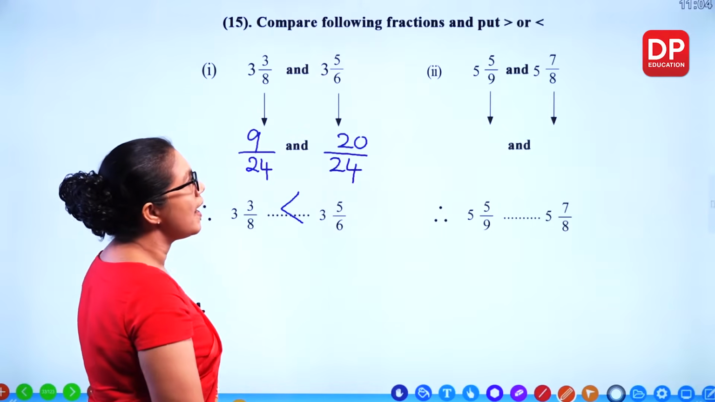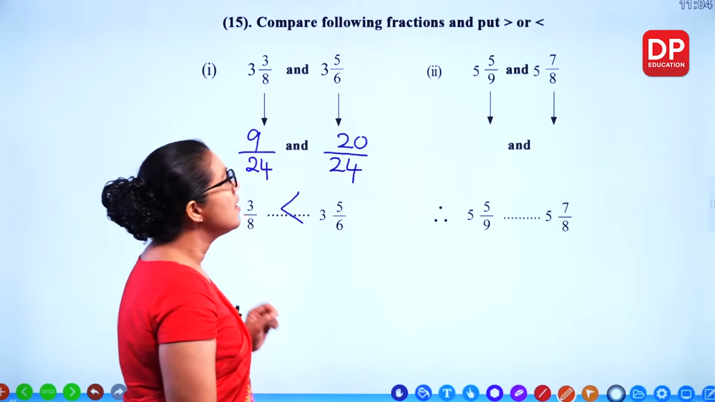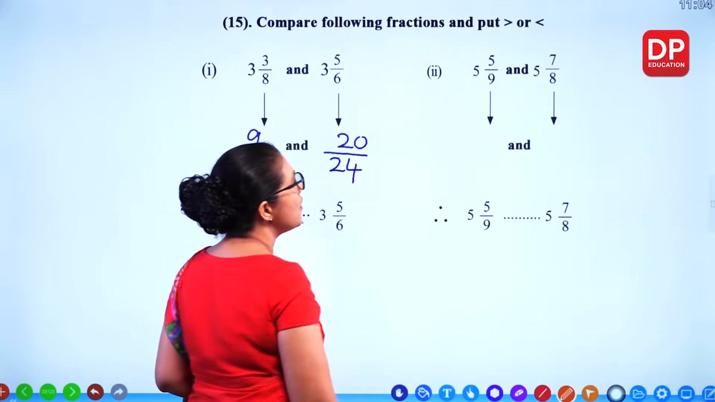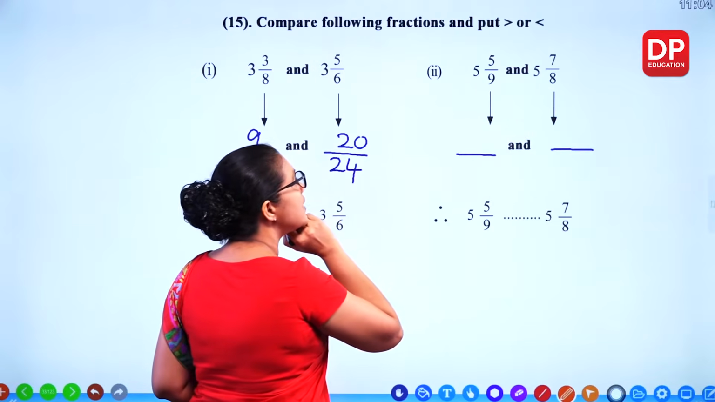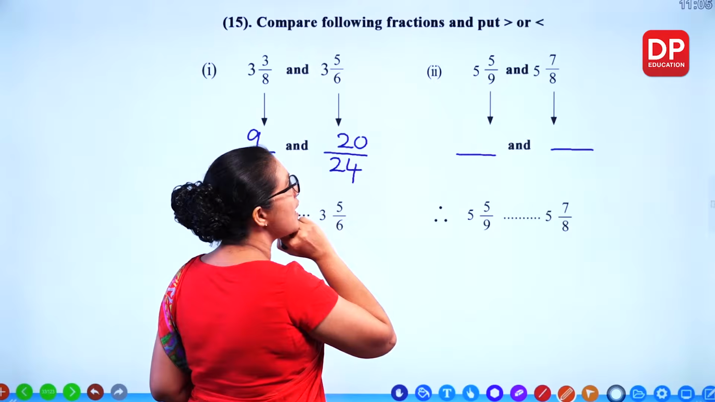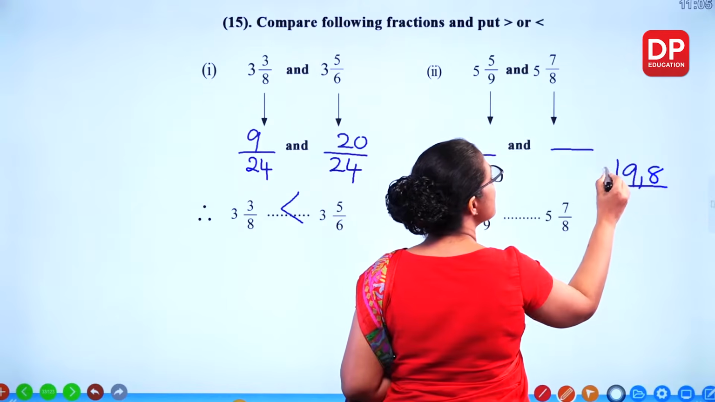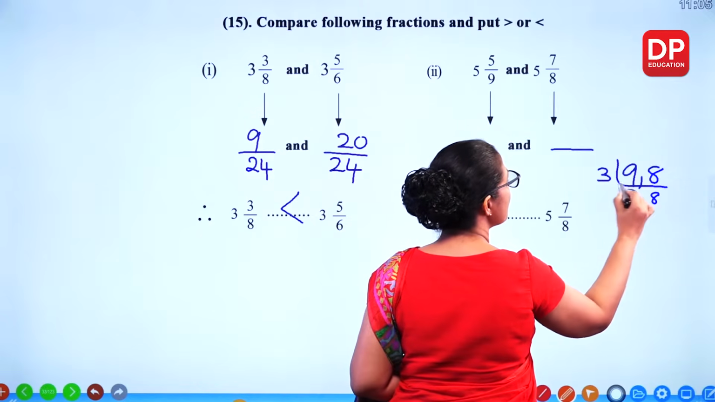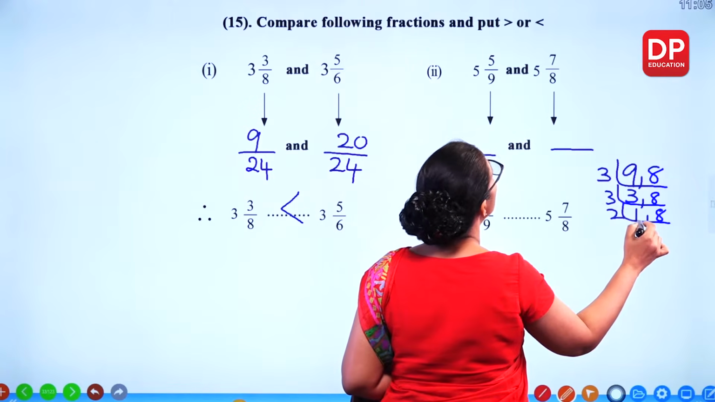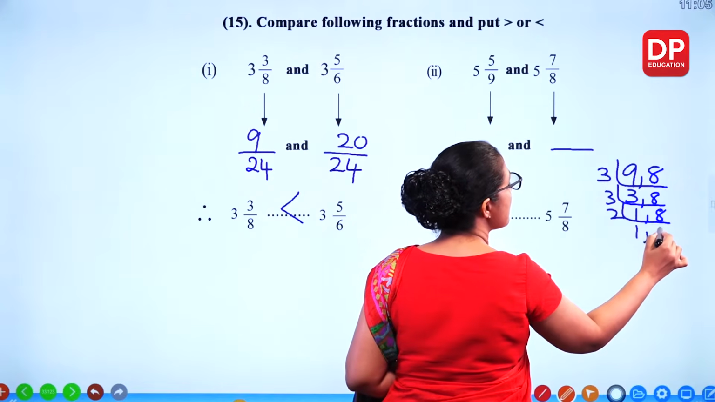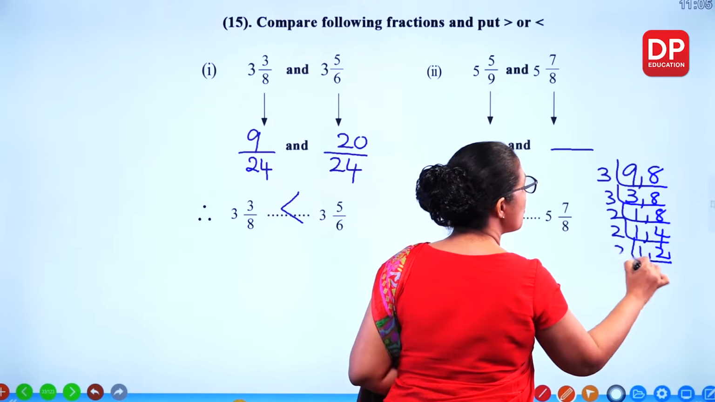When you look at this one, the whole number 5 is the same in both, so you can't compare. You have to look at the fractions, 5 over 9 and 7 over 8. What's the common denominator? 9 and 8. You can find the lowest common multiple. You can do it like this, divide by 3, divide by 3, and 2. 8 times this one, 4, 2, 2.